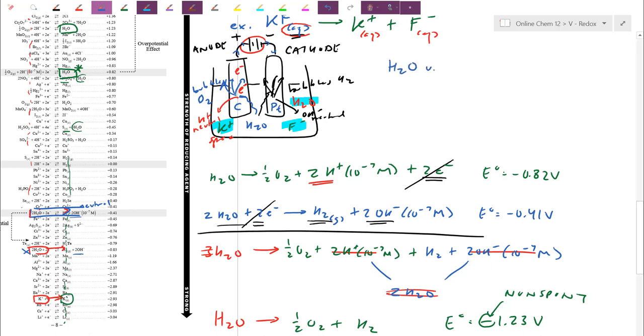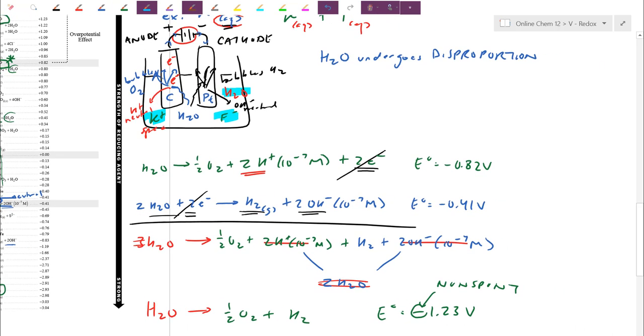Water undergoes a disproportionation reaction. Remember, that was the fancy word for one chemical actually doing both oxidation and reduction. Water actually undergoes disproportionation, making both K plus and F minus just spectators. Those actually don't react. K plus and F minus aren't in the overall redox expression.